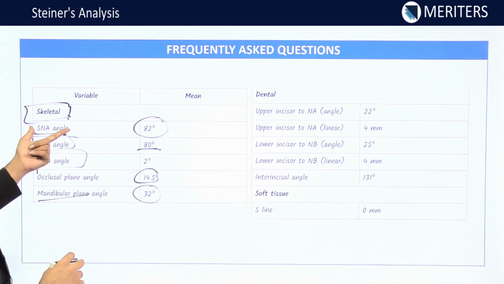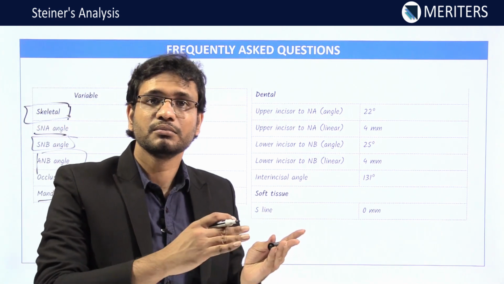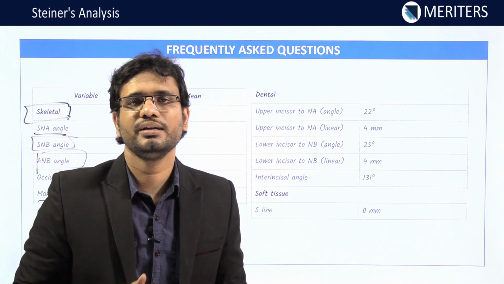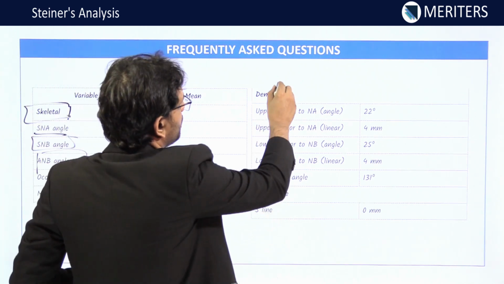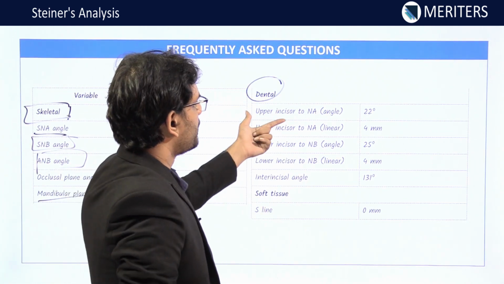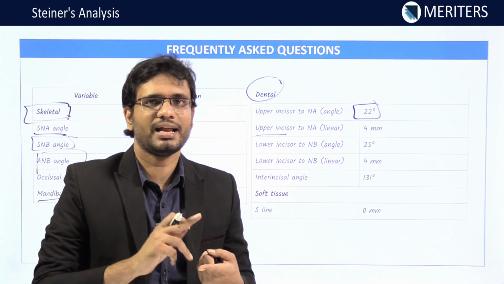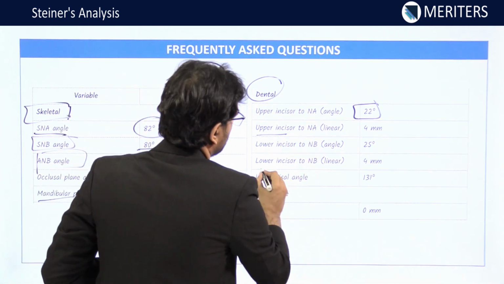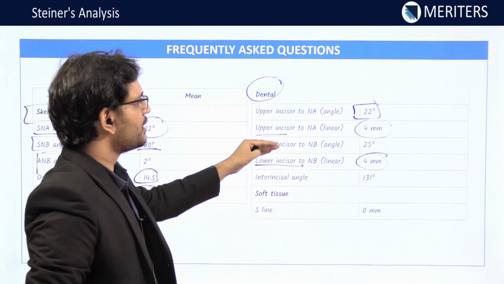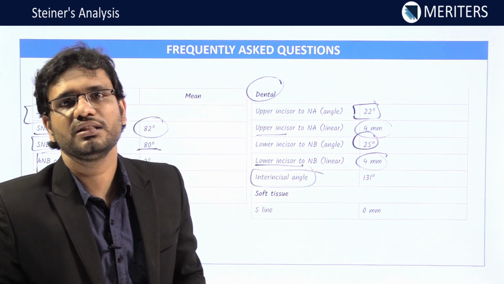So you can find out whether the person is class 2 or class 3 based on these angles, as well as whether the patient is vertical growing or horizontal growing by the occlusal plane angle and the mandibular plane angle. Now the dental parameters. Upper incisor to NA angle is 22 degrees. For NA linear, upper incisor as well as lower incisor, it is the same, 4 mm. Lower incisor to NB angle is 25 degrees, and the interincisal angle is generally 131 degrees.